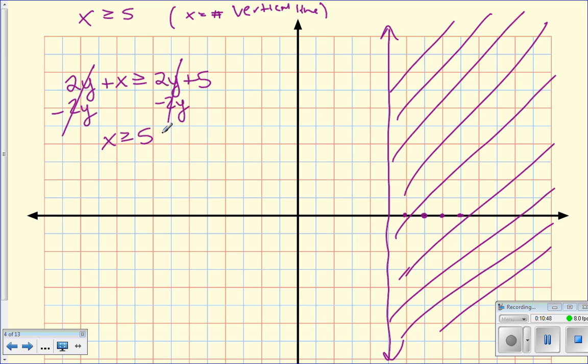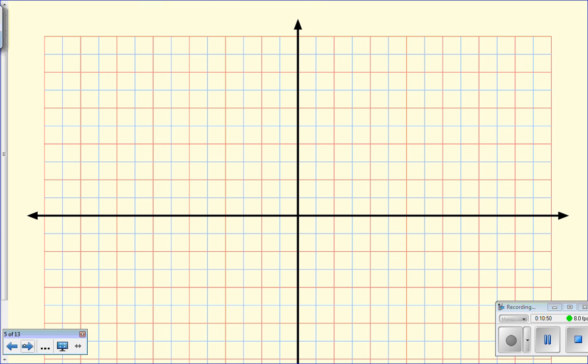Well, now, what if it's a y inequality? So for instance, y is less than negative 2. Well, again, if you remember from last semester, y equals a number is a horizontal line.